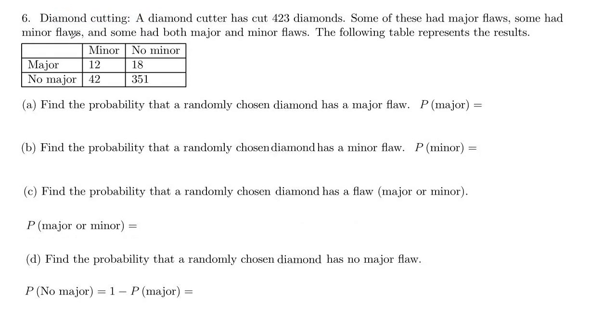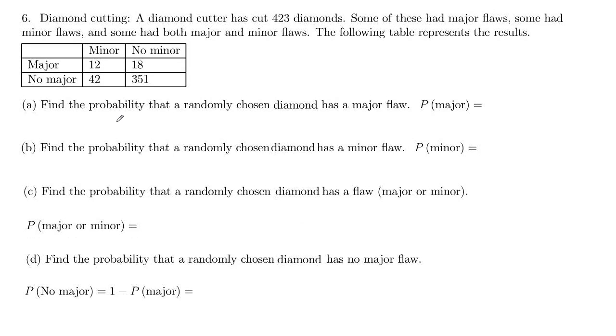In problem number 6 here, we are cutting some diamonds. We've got 423 diamonds total. Some of those had major flaws in them, some had minor flaws, some had both, some had neither. Here's the breakdown. So this 12 means that they had a major flaw and a minor flaw. This 18, they had a major flaw but no minor flaw. 42, no major flaws, but they did have minor flaws. And 351, no major flaws, no minor flaws. So that'd be no flaws.